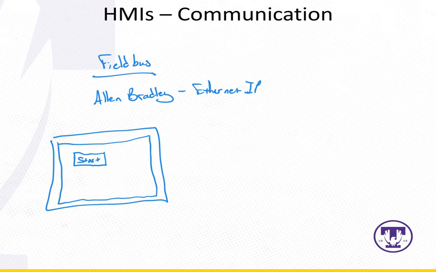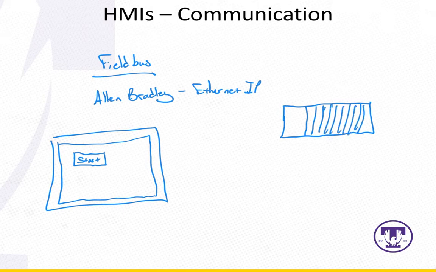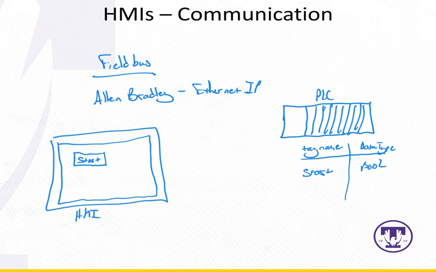Okay? And inside this PLC over here, usually there's cards in a rack beside the PLC, so this is our PLC. PLC, HMI. Okay, so inside this PLC, there's some tag. Tag name, start, and it is a data type Boolean. And let's say its current value is false. Okay? Well, there is an Ethernet IP network that connects the HMI and the PLC.